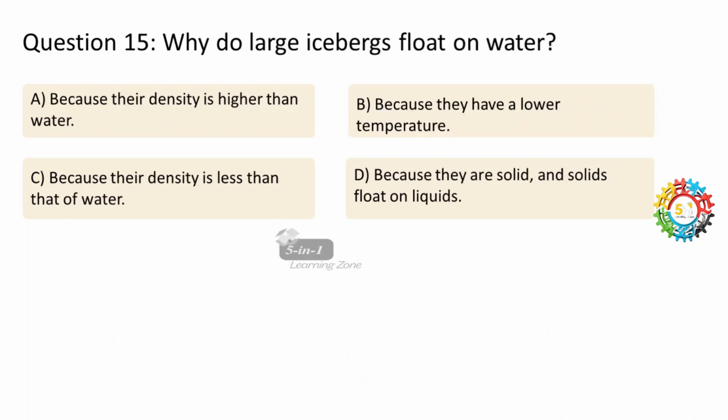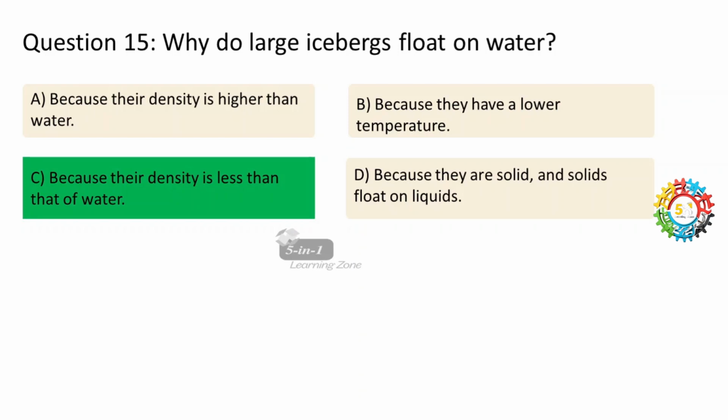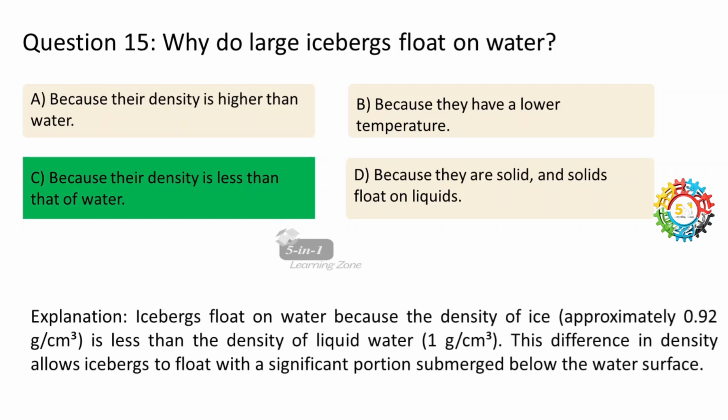15. Why do large icebergs float on water? Answer: C. Because their density is less than that of water. Explanation: icebergs float on water because the density of ice, approximately 0.92 grams per cubic centimeter, is less than the density of liquid water, 1 gram per cubic centimeter. This difference in density allows icebergs to float with a significant portion submerged below the water surface.